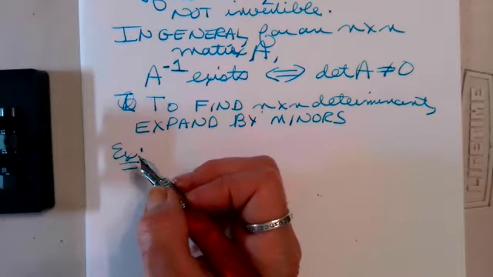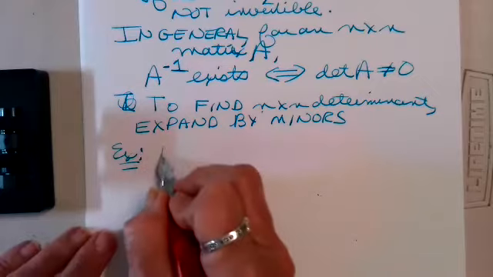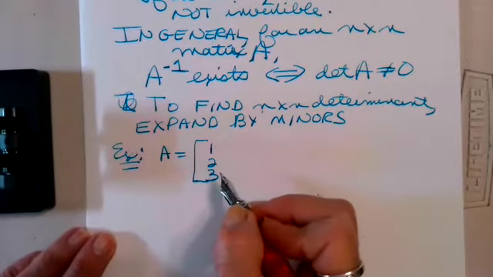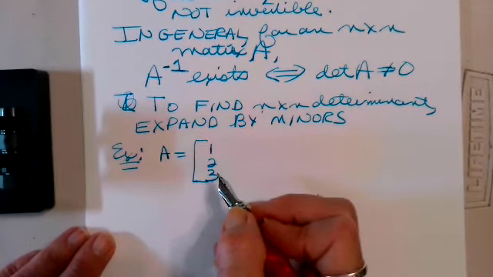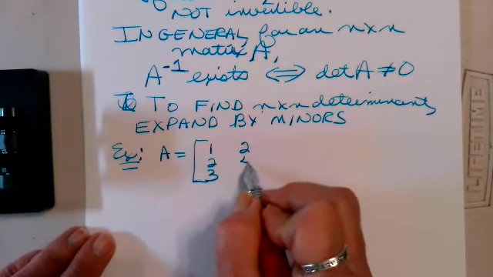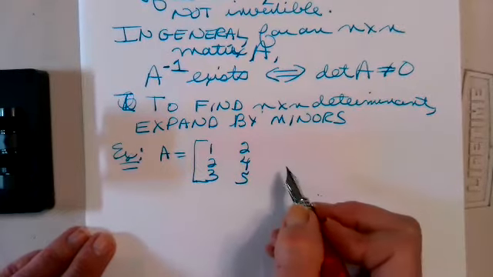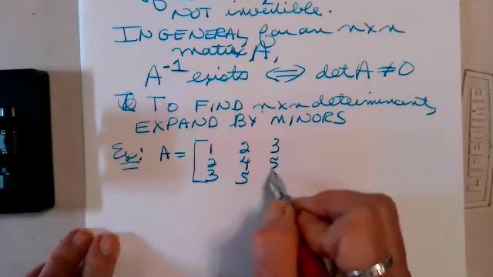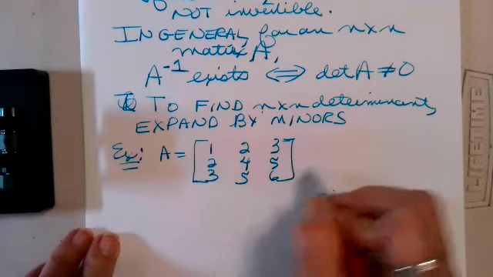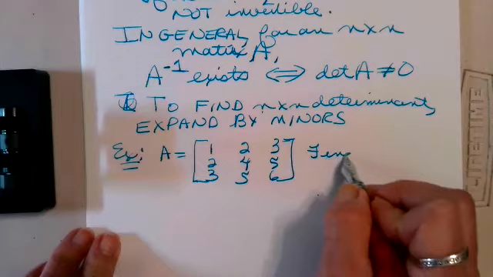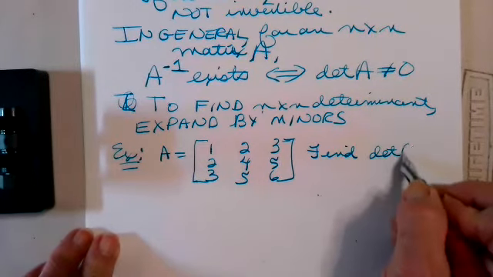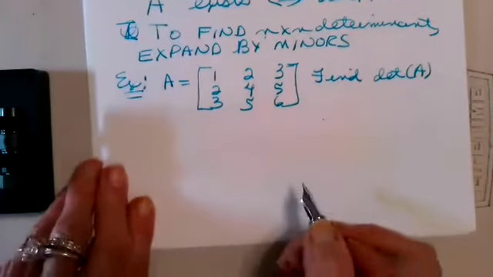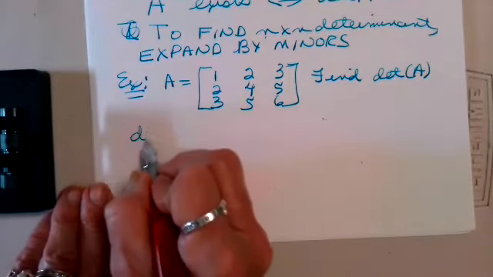Okay, so let's take the matrix A to be the matrix 1, 2, 3. 2, 4, 5. And 3, 5, 6. Okay, and I ask you to find the determinant of it. Okay. All right, so what do I mean by expand by minors?